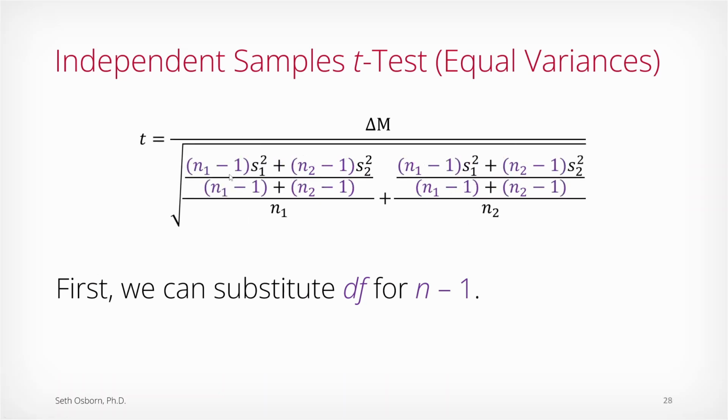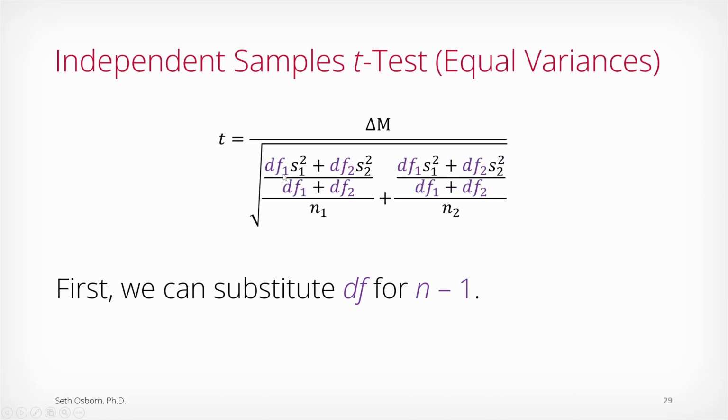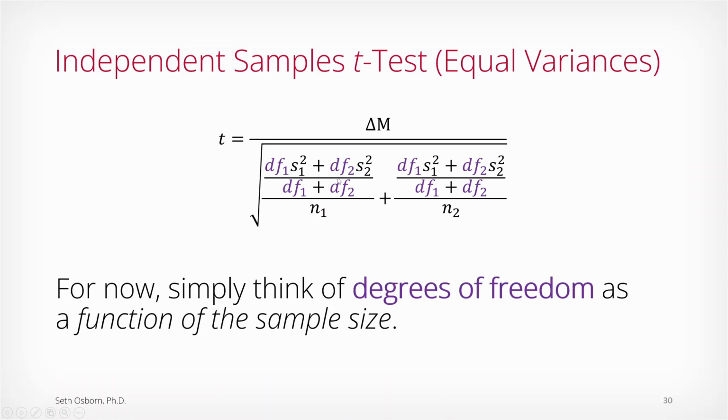Okay, and so what just happened? I took each of these n minus 1 terms. So we have sample 1 minus 1, sample 2 minus 1, and I'm replacing those with degrees of freedom. So that becomes the first degrees of freedom, that becomes the second degrees of freedom. For now, just think of degrees of freedom as a function of the sample size. It's sort of like the effective sample size. It's the number of data points that actually help you evaluate your model, but don't worry about that.